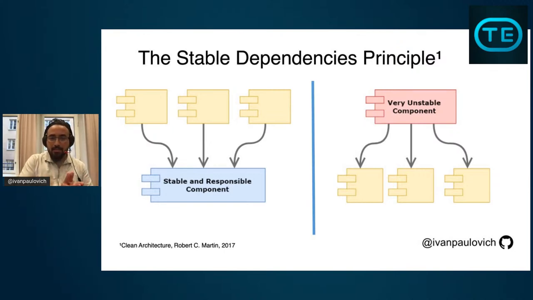About stability, in a simple chart here, you can see that the blue component is stable because it doesn't have any required dependency. But this component is also responsible for several components that are depending on it. Later on, you can have another kind of component, a very unstable component that depends on several dependencies. So those two are very different, and they should be placed on different sides of your application.